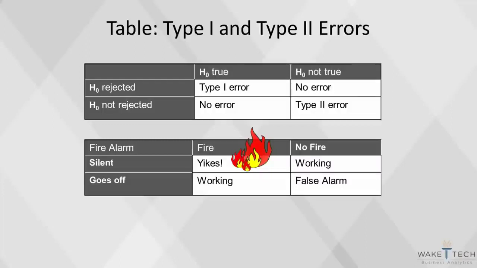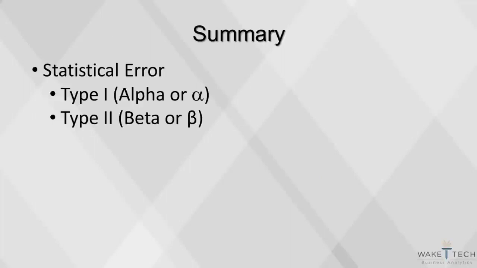The opposite case may also happen. If the alarm goes off and there's actually a fire, there's no error. But if there's no fire and the alarm goes off, it's a false alarm. That's the type 2 error. Here it is a less serious problem. This concludes our video on statistical error. Today we discussed type 1 or alpha error and type 2 or beta error.